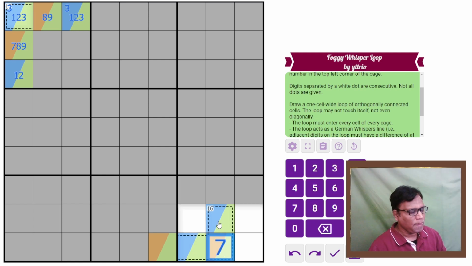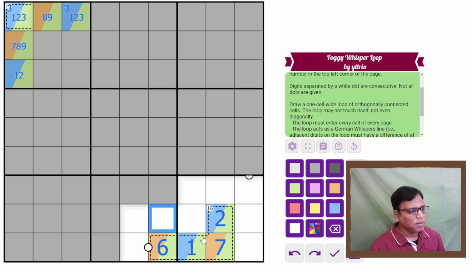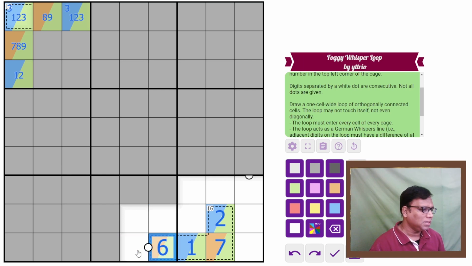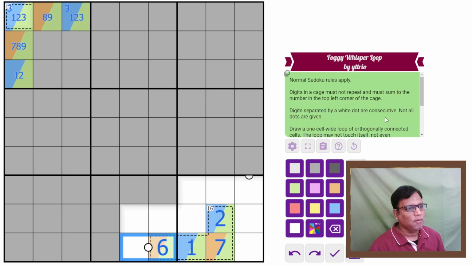This must be 7. That was 1, 7, 1, 7, and that must be 1, that must be 6, and that must be 2. Right, and now look, snake is going here. Oh, snake cannot go here. Okay, I'm sorry. Snake must go here because this is consecutive digits, right? White dot is consecutive, isn't it? Digits separated by white dot are consecutive, not all dots. So this is consecutive. That is, this is definitely only one difference, but we need 5 difference on the snake. That means the snake is given here, and this is high. That means this is low.